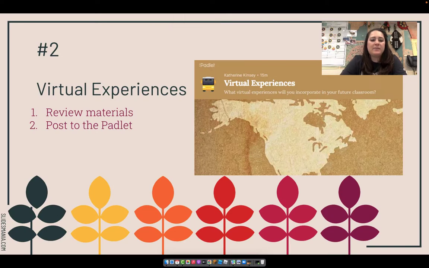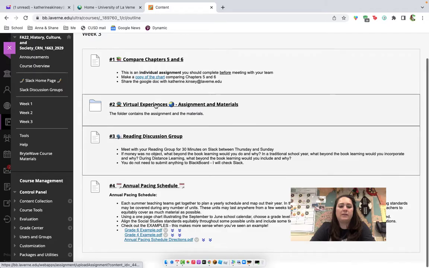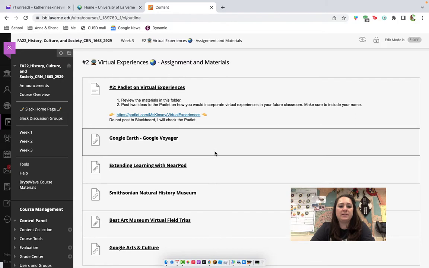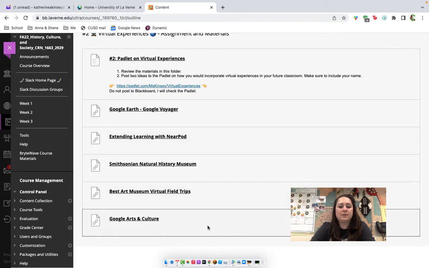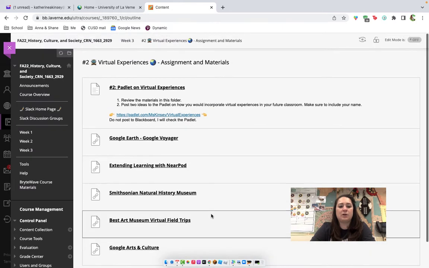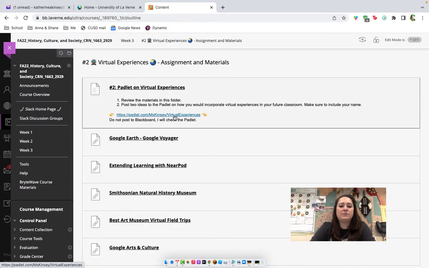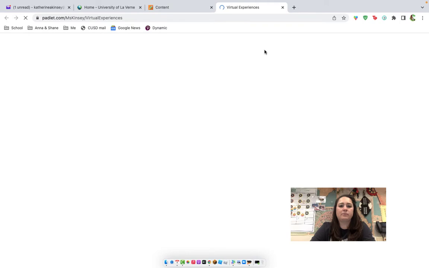The second assignment is to review the materials on virtual experiences and then post to the Padlet. A Padlet is like an interactive digital bulletin board. Let's take a look at Blackboard. This is the folder with virtual experiences, and I just updated this. There are 5 different virtual experiences that you could take students on. And then this is what's called a Padlet.